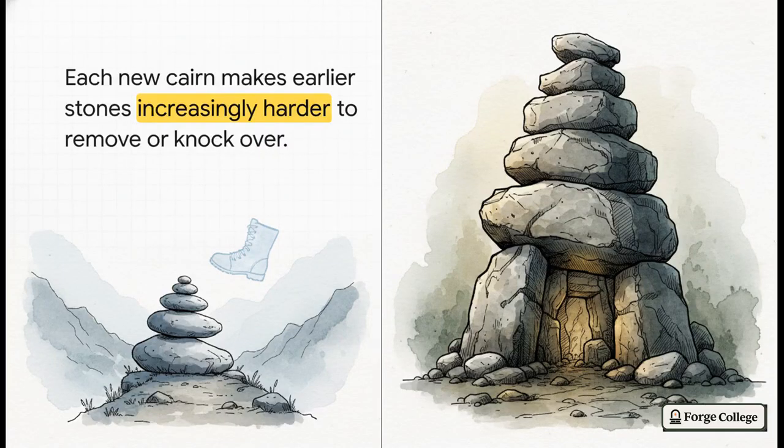And this is exactly what brings us to confirmation depth. Remember, finality in Bitcoin isn't instant, it's probabilistic. If you see a single new cairn placed on the trail, yeah, some rogue hiker can easily run up and kick it over. The finality is low.